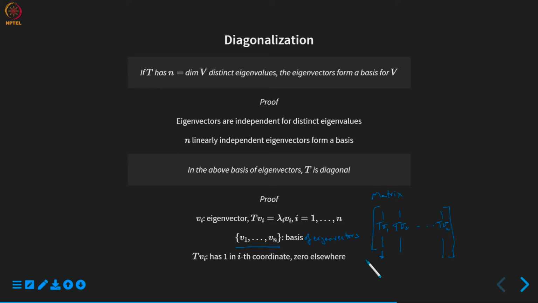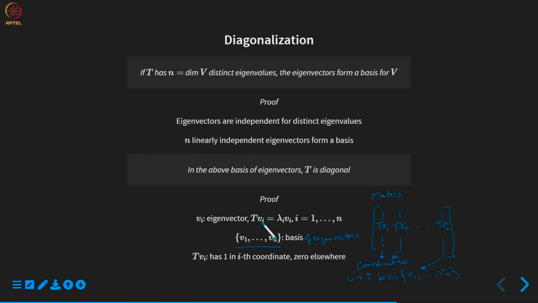Remember, when you find the coordinates, this needs to be coordinates with respect to what? With respect to the same basis, v1, v2, vn. You find out the coordinates of Tvn in the basis v1 through vn. That gives you the matrix representation for T in that basis v1 to vn. This is a standard way to find the matrix for an operator.